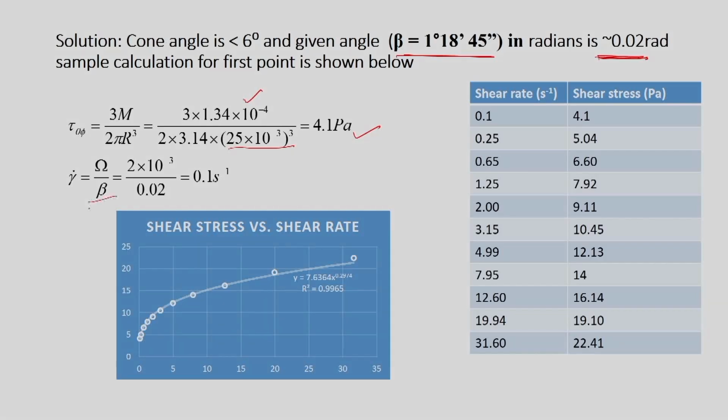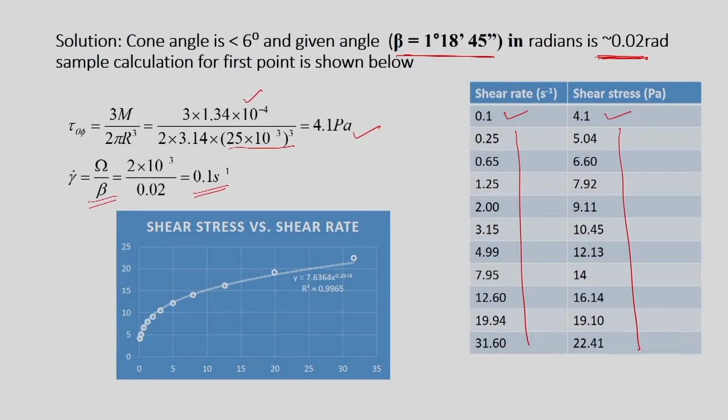Similarly, gamma dot is equal to omega divided by beta. For the first data point, omega is 2 into 10 power minus 3, and beta in radians is 0.02. So you get 0.1 second inverse. So, for the first data point, the shear rate is 0.1 second inverse and the shear stress is 4.1 pascals. Similarly, you can construct the tau versus gamma dot information and fill the table like this. Then you plot it, and you can get information about the rheological behavior of this particular fluid.